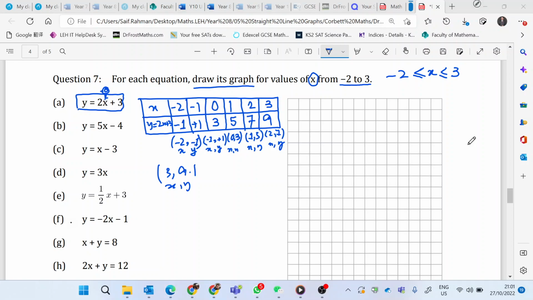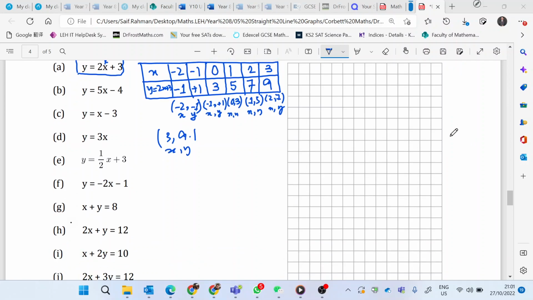Now we are going to plot these values on this graph paper. First, we should look at from which range to what range we have got these values. The x values go from -2 to +3, and the y values go from -1 to +9. So we should have a bigger graph on the y-axis than the x-axis, because on the x-axis it just goes from -2. So let's plot a graph here.